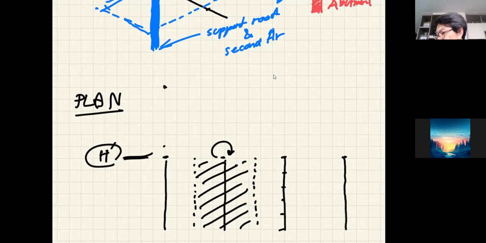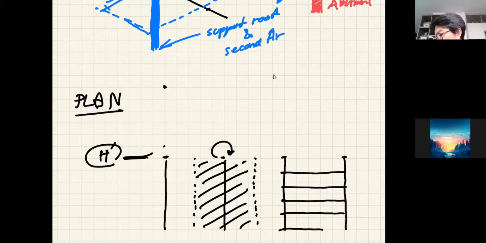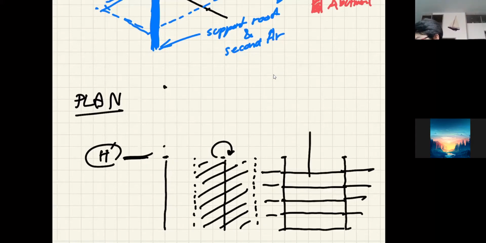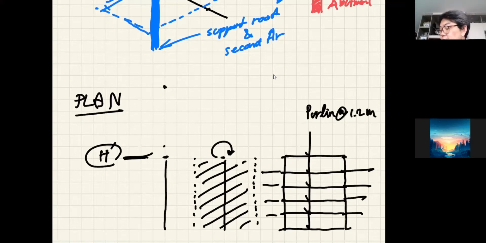So if you look at the plan, you should see these are the purlins, placed on the truss throughout the length, like that. So these are the purlins, that too, and should be around that too. That is a purlin at 1.2 meter.